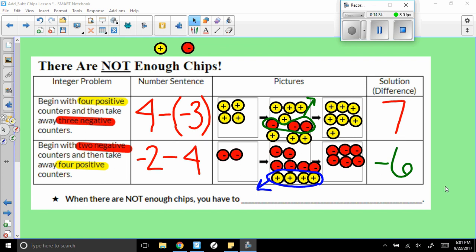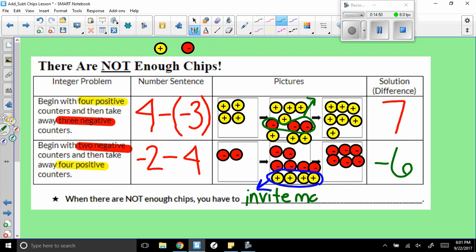So now we've got one last blank. It says when there are not enough chips, you have to what? So as I look at both of these, I found out that when there were not enough chips, I had to invite more with their best friends. And I'm using BF, best friends, to shorten up my notes. So remember, if there aren't the right chips that we need, we can always add more, but they have to bring their best friend. That's super important.